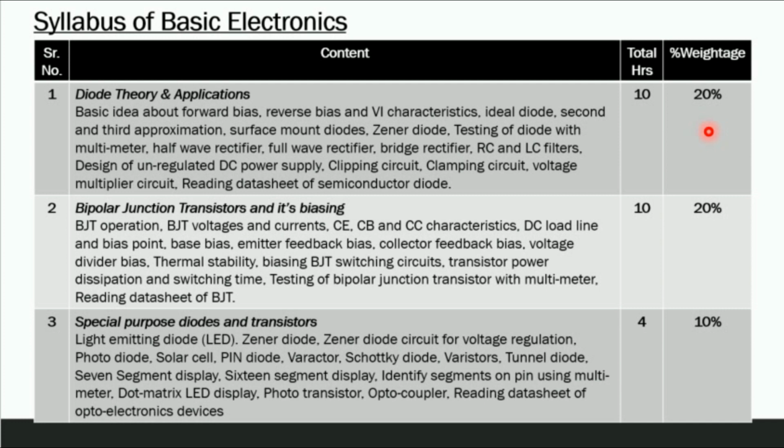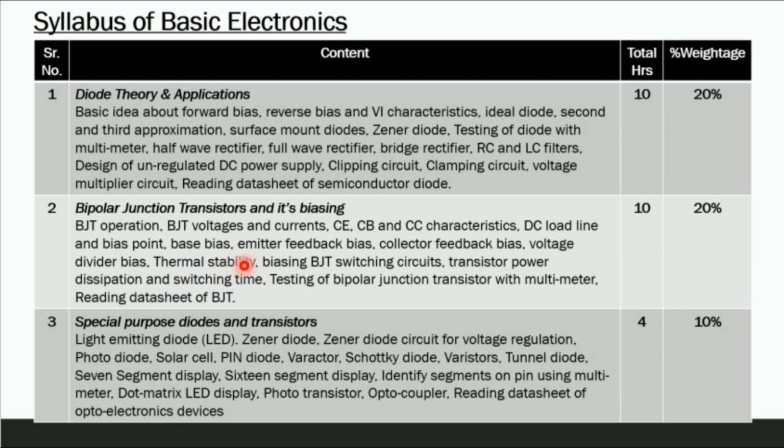and the weightage of this chapter is 20%. The second chapter is bipolar junction transistors and their biasing. मतलब ट्रांजिस्टर जो है वो हम इसके अंदर डिस्कस करेंगे, बेसिक प्रिंसिपल से लेके उसके ऑपरेशन वर्किंग तक हम जाएंगे. What are the voltages and currents of a BJT will also be covered. Different types of configurations and characteristics of these transistors will be covered. What is DC load line and bias point will also be covered in this video lecture.